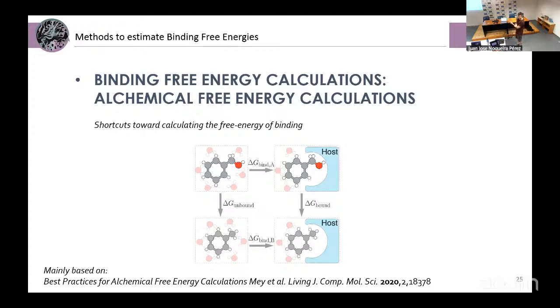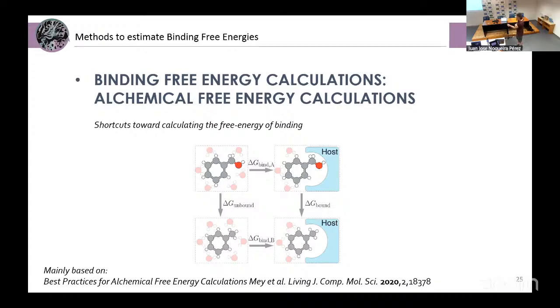Okay, so we need shortcuts. We cannot use complete or conventional MD simulations to simulate this. So when we talk about binding free energy calculations, and more specifically alchemical free energy calculations, basically what we are doing is finding a way to obtain an accurate free energy with less sampling than the one that we in principle need. So the idea is to find a shortcut to calculate the free energy.